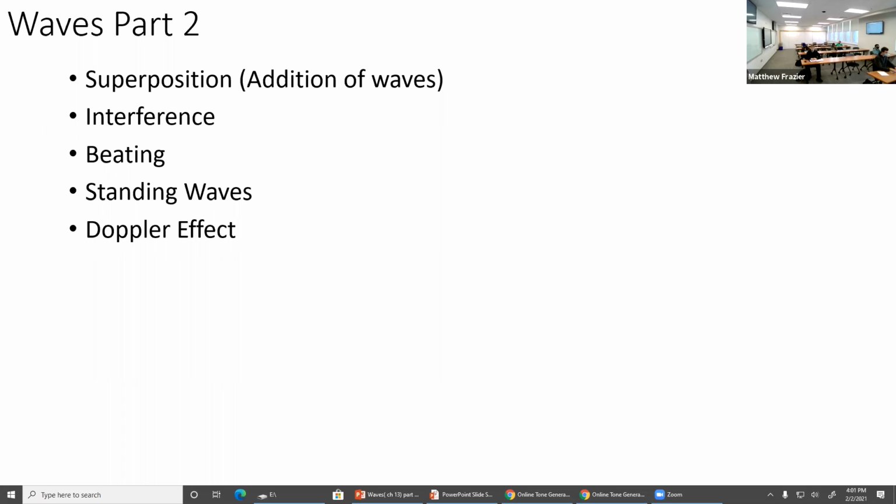But we'll also talk about what you saw in the lab. When you send two pulses, sometimes they add up and sometimes they cancel out. And so we're going to get into interference. And then we're going to ask, what happens when waves of different frequencies meet? That's the first thing we're going to do: talk about beating.